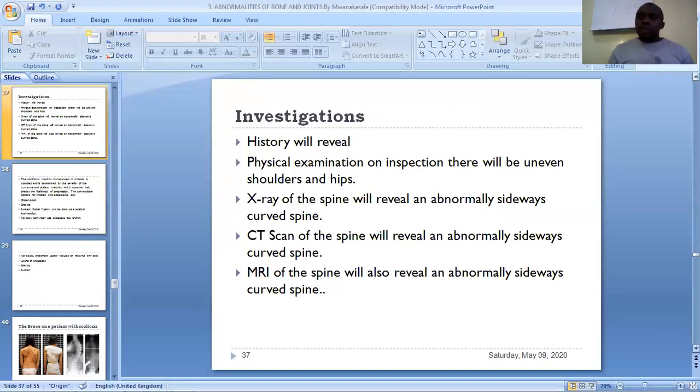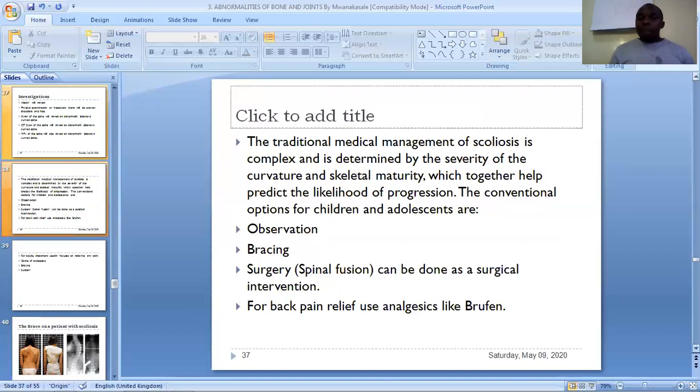You may so wish to go further and do the magnetic resonance imaging, abbreviated as MRI, of the spine as well. We'll also review an abnormally sideways curved spine. Having looked at the investigations, at least you'll be able to come up with a diagnosis to say, this is actually scoliosis, which is an orthopedic condition affecting the spine. Now, how do you actually treat this condition?